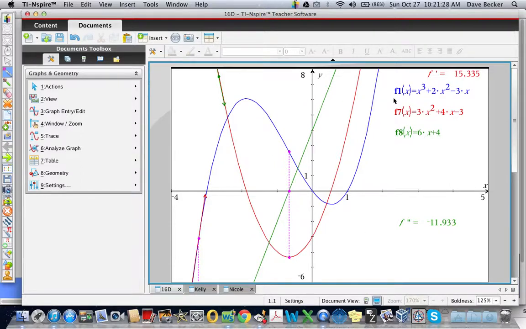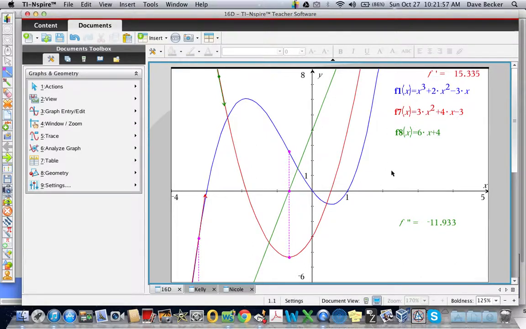Let us consider the function x cubed plus 2x squared minus 3x, graphed in blue. I took its derivative and it is in red. The derivative, f prime, is 3x squared plus 4x minus 3. That's the first derivative. And then the second derivative is in green. It is 6x plus 4. Their graphs correspond to the colors I have here.